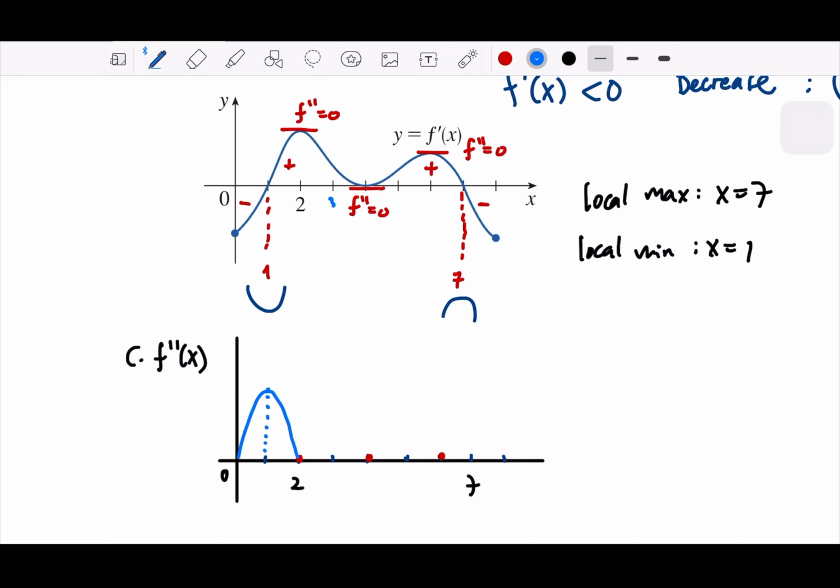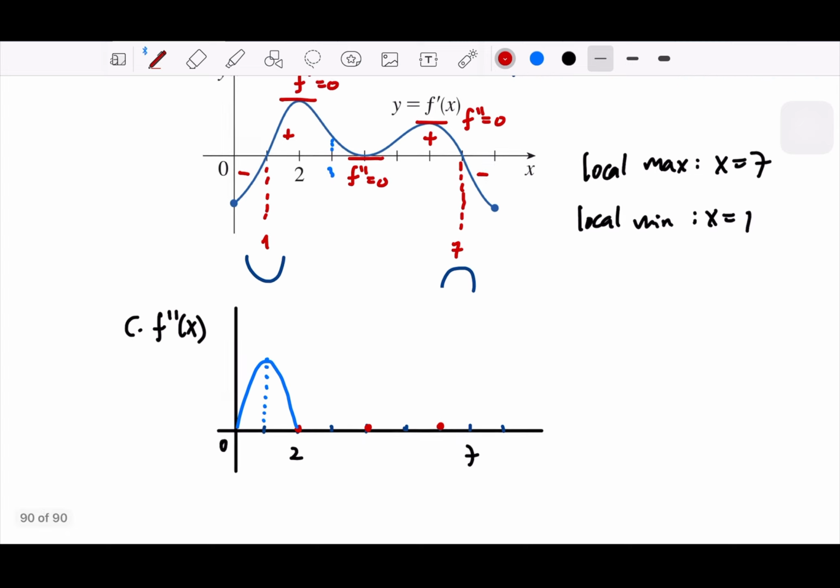And at 3, you see, this is also changing its concavity, right? From downwards to upwards. So probably that will be the inflection. The inflection means in our graph, it's going to be a different color. Maybe that, and then x equals 4 is crossing, okay.